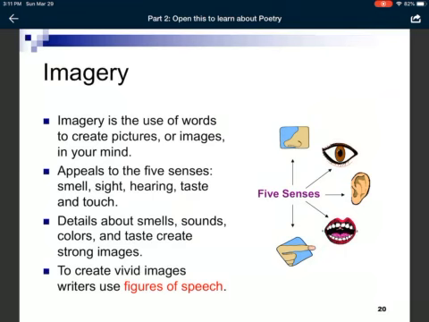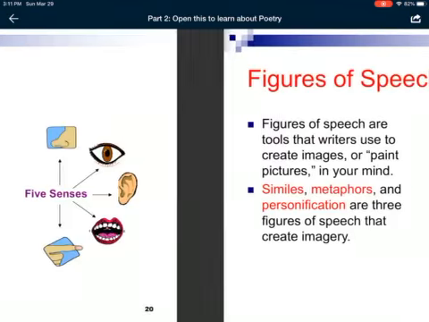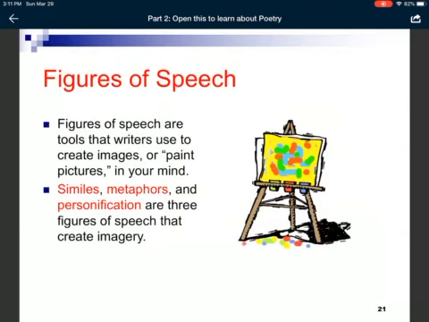To create vivid images, writers use figures of speech. Figures of speech are tools that writers use to paint pictures in your mind. Similes, metaphors, and personification are 3 figures of speech that create imagery.